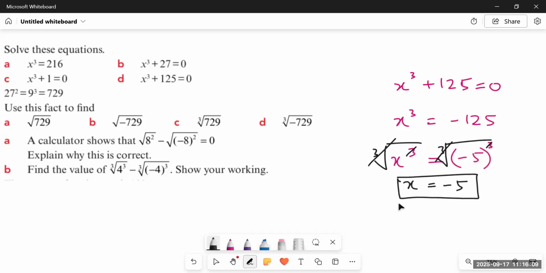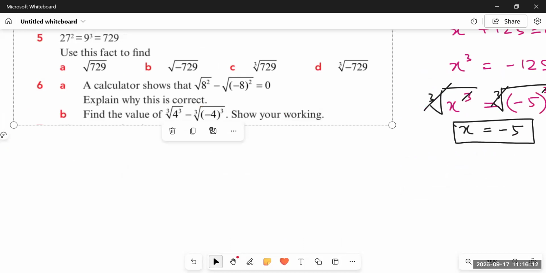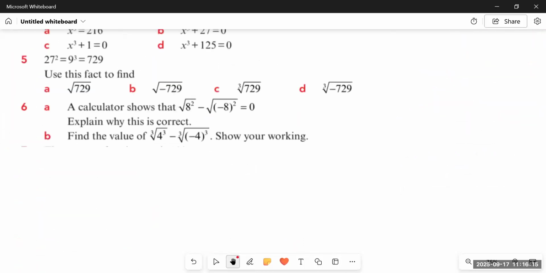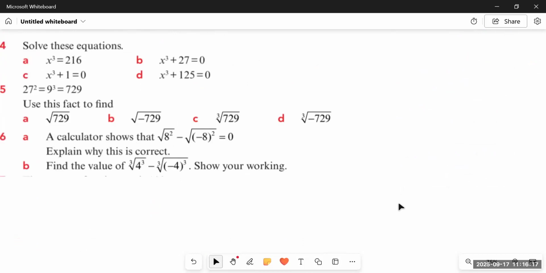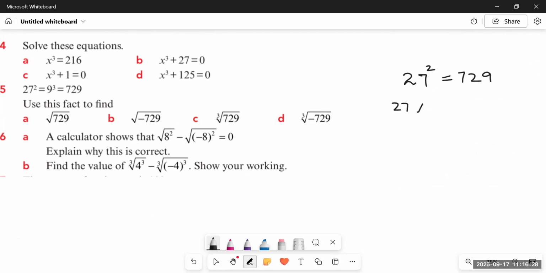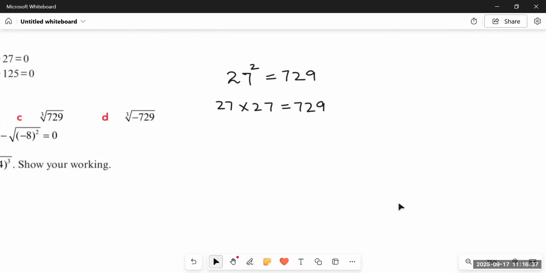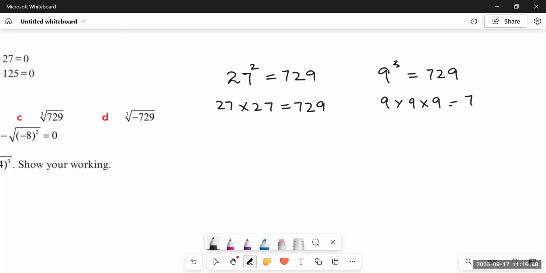Now, what do we have to do in question number 5? In question number 5, it says 27 square is equal to 9 cube is equal to 729. It means let us split it into two parts. The square of 27 is 729. Why? Because when you multiply 27 by 27, it's 729. Agreed. And similarly, the other fact is the cube of 9 is also 729. Why? Because 9 multiplied by 9 multiplied by 9 is also 729.